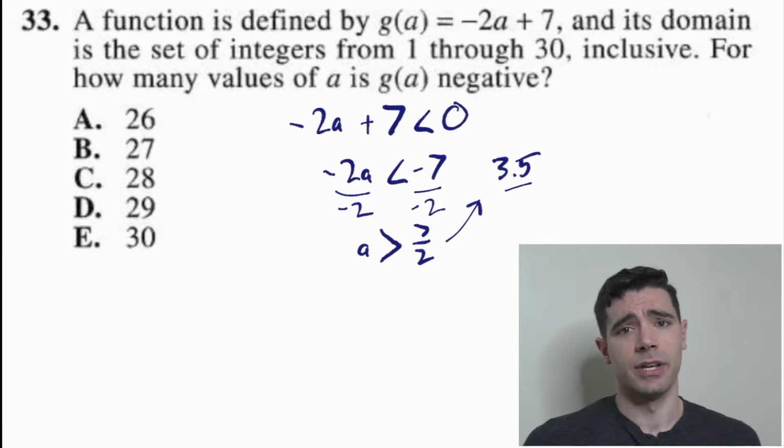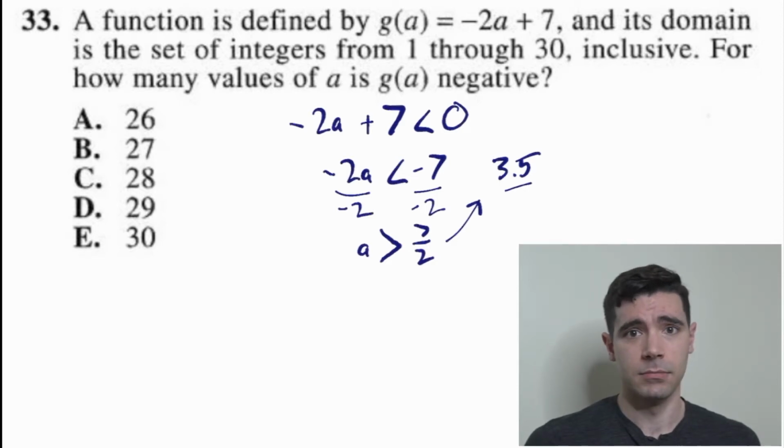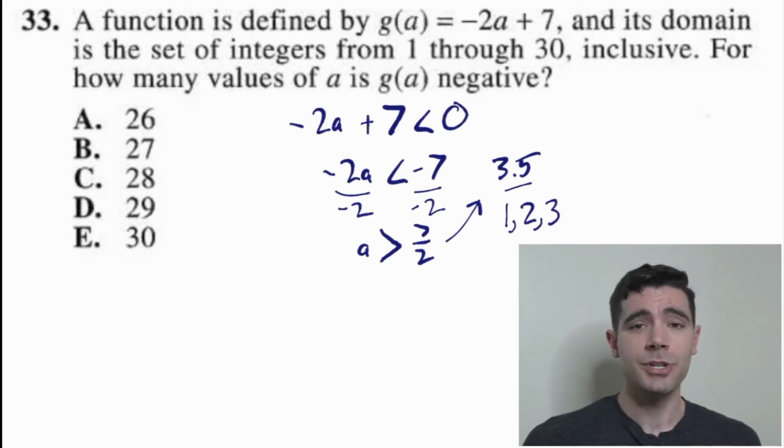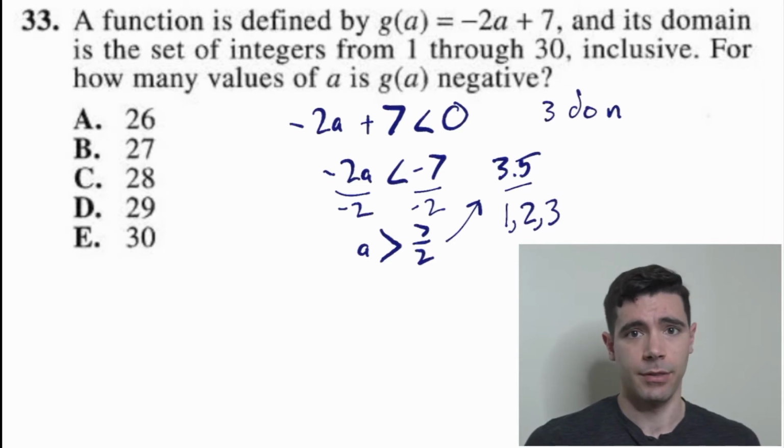Well, there are a lot of numbers that are greater than 3.5, especially if you're considering numbers from 1 through 30. Most of them are greater than 3.5, but a few are not. For instance, 1 and 2 and 3. Yeah, that's it. Okay, cool. So we just found out that there are 3 numbers that do not satisfy the inequality, 1, 2, and 3.